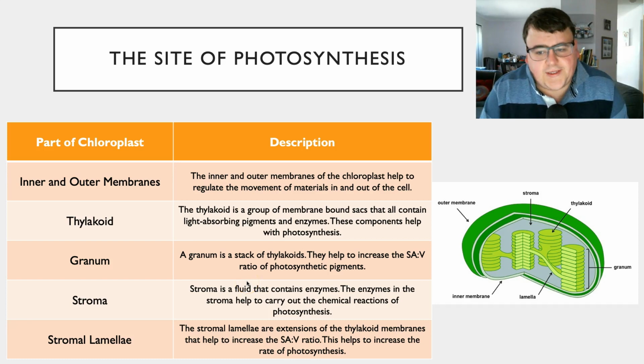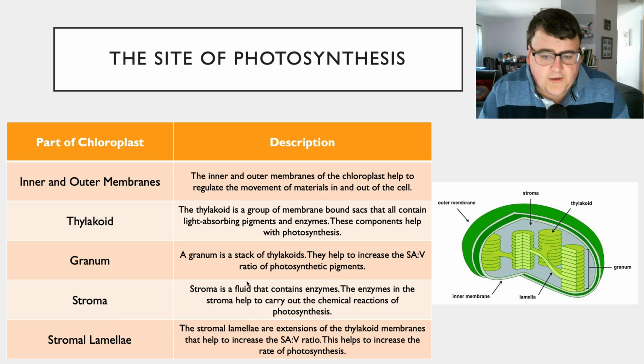We also need to look at photosynthesis. So we know that photosynthesis takes place in the chloroplast, but again, there are different parts of the chloroplast that you need to know. So just like the mitochondria, there is an inner and outer membrane. And again, the inner and outer membrane are going to help regulate the movement of different materials in and out of the chloroplasts.